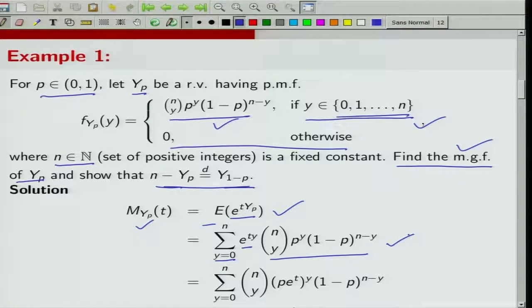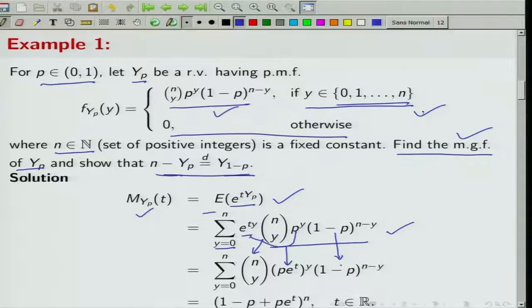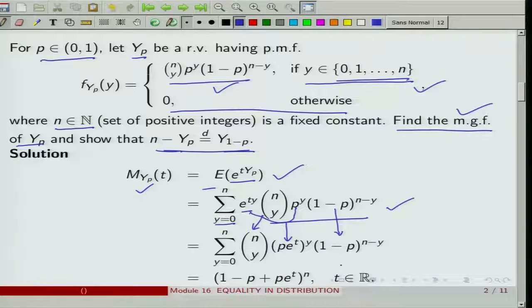I try to simplify the term. n choose y comes over here. e to the power t y and p to the power y I combine, which becomes (p e to the power t) whole power y. (1 minus p) to the power n minus y comes as it is. Now if we look at this quantity, it is n choose y, this quantity to the power y, (1 minus p) to the power n minus y. So this is the binomial expansion of (1 minus p plus p e^t) to the power n. So I have been able to find the moment generating function of Y_p.